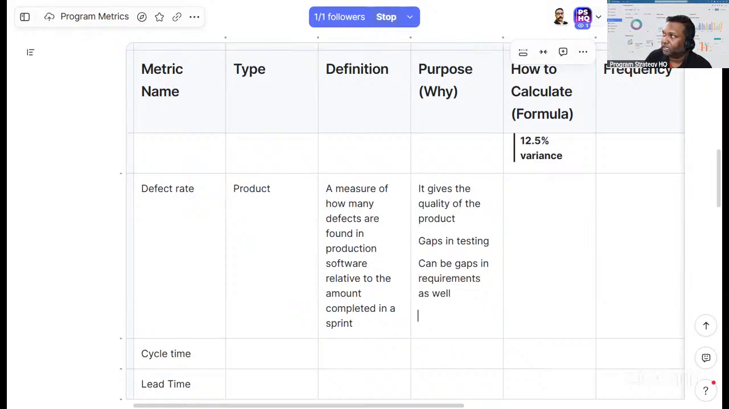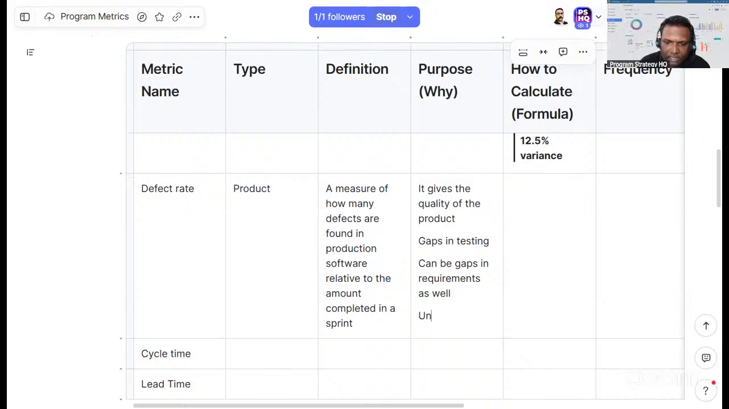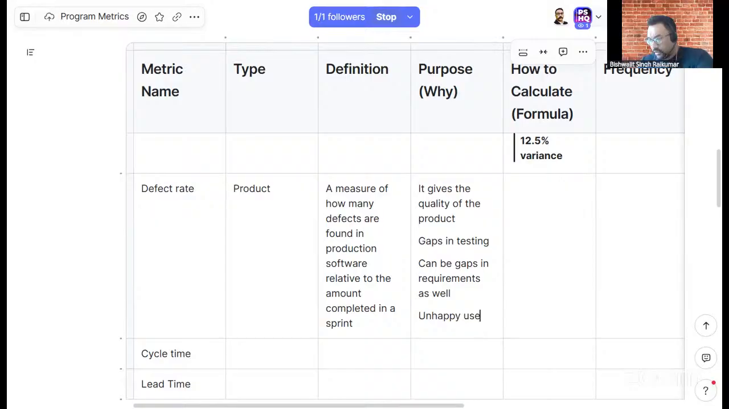What else? Why is defect rate important? I think it defines the quality of the product. And even the customers and users will be upset, right? How do we put that? The stakeholders, the customers will not be happy if you have a lot of bugs being slipped. Unhappy users.